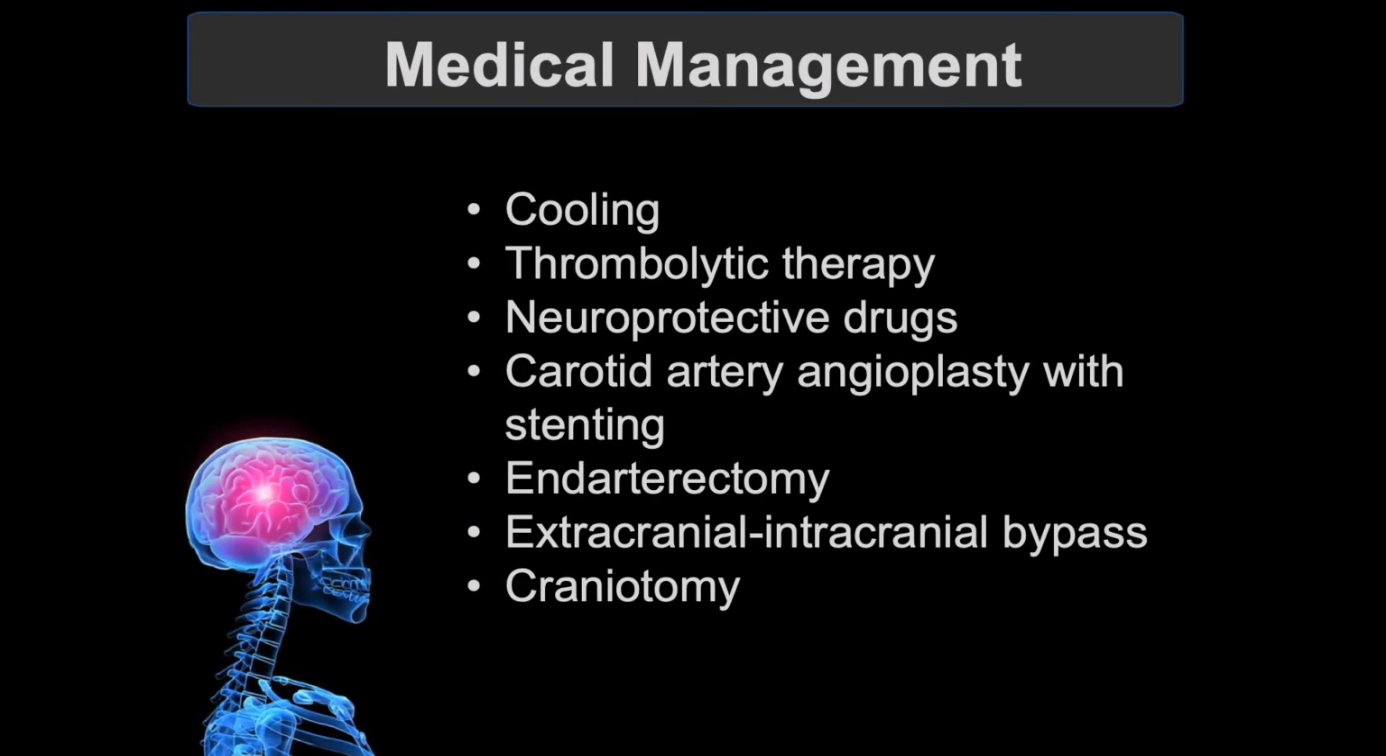Other types of intervention include cooling as a way to preserve neuro cells. This may include, by the way, neuroprotective drugs. That is a way to calm down the metabolism of the neurons to preserve them. You may restore blood flow to the affected part of the brain using thrombolytic therapy. The patient may be eligible for carotid artery angioplasty with stenting, also known as an endarterectomy. In some cases, bypass will be performed on the brain, known as an extracranial intracranial bypass, and if the patient is suffering from increased intracranial pressure, a craniotomy may be indicated.